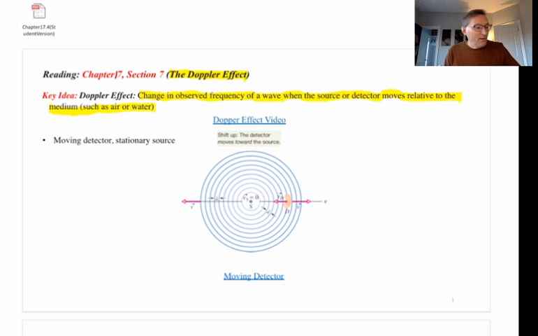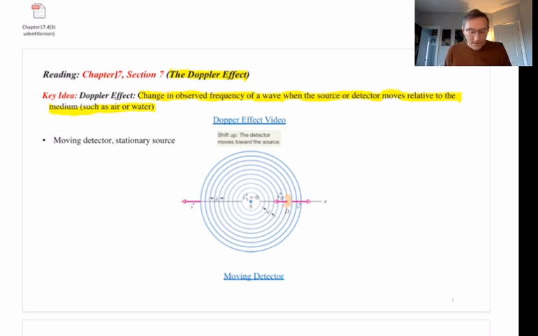And so now what I want to do is have us start to understand the physics of that phenomenon and how to quantify the change in the frequency that you detect because of this relative motion. Now, it turns out we need to consider two separate cases. So we'll do these one at a time.